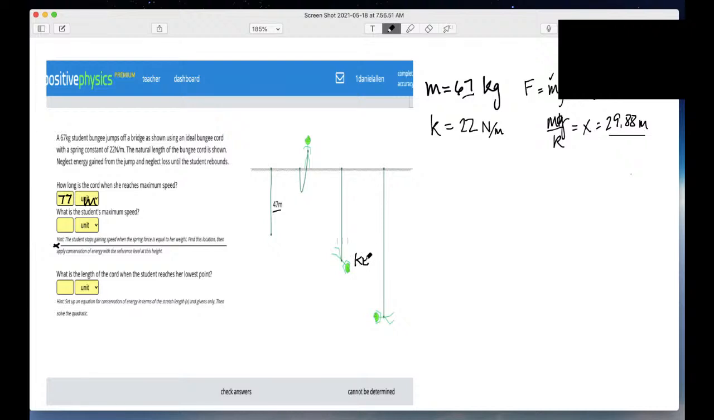So at this point, we have kinetic energy plus elastic potential energy. So the energy here is equal to these two. And up here, it was all gravitational potential energy, at the top at 77 meters, right? Now we can say gravitational potential energy at the top is equal to kinetic energy and elastic potential energy, or EPE, at this point.